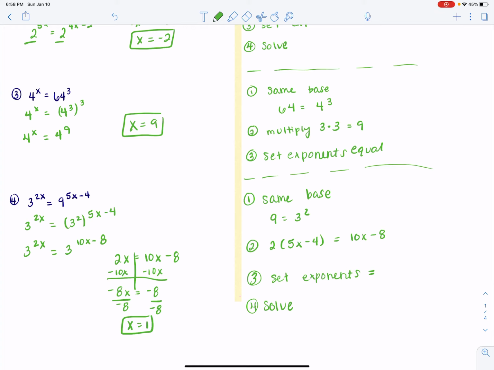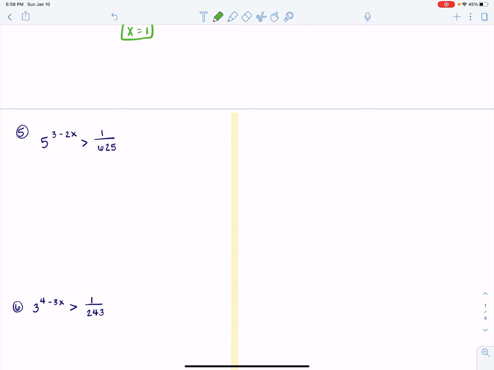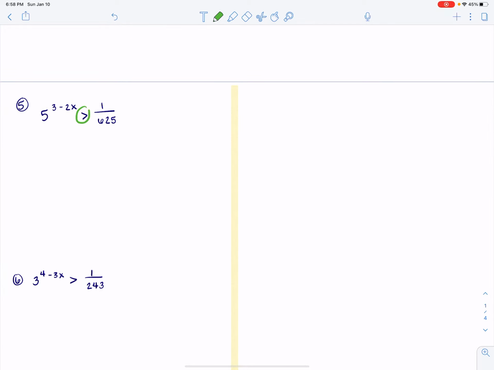All right, example 5. Now we're getting into our inequality instead of equality. So instead of being equal, we have a greater than symbol, but our process is still the same. The other weird thing we have here is a fraction. But my steps are still the same. I need the same base. Now, I know that 625 is 5 to the 4th power. But the problem is, if I just do that, I still have 1 over 5 to the 4th power.